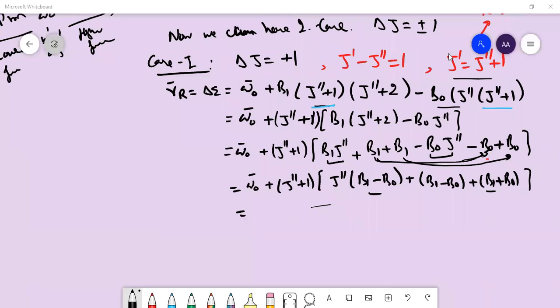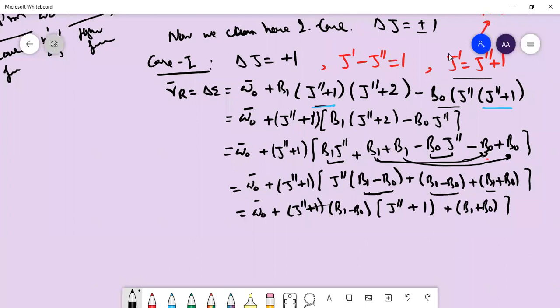So I can further solve this equation: J double dash plus 1, I can write it as such. I will take B1 minus B0 as common here. So B1 minus B0, I am taking this as common. What will remain here is J double dash plus 1, J double dash on this side, and 1 plus B1 plus B0. So this is the equation.